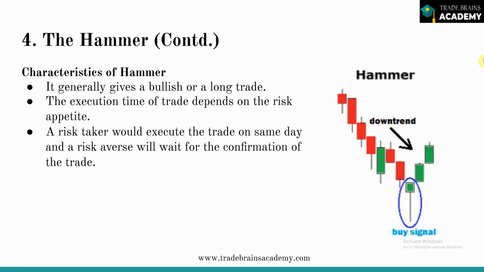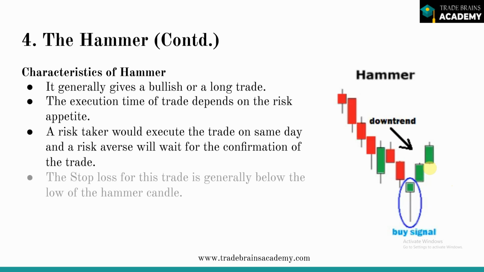If you look at the right hand side of the screen, there's a circle being drawn. A risk taker would take a trade on the formation of this hammer day itself. But a risk-averse trader would wait for the formation of the hammer and would execute the trade on the next day. That is, he'll enter the trade on this candle. So those are the two differences between a risk-taking trader and a risk-averse trader while taking a trade using the hammer pattern.